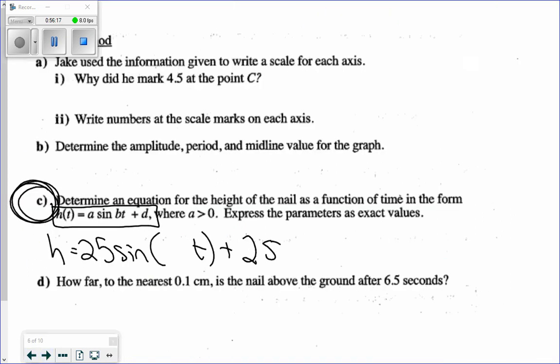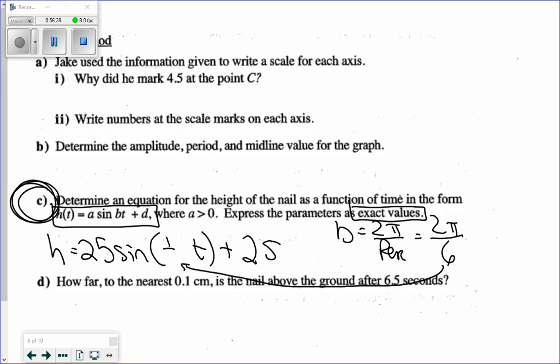Okay, so to find B, 2 pi over period. Period is the length of one complete cycle. How long was one complete cycle? 6. So notice the question says exact values. So on your calculator, 2 over 6 reduces down to 1 over 3, and then you just stick the pi back in.